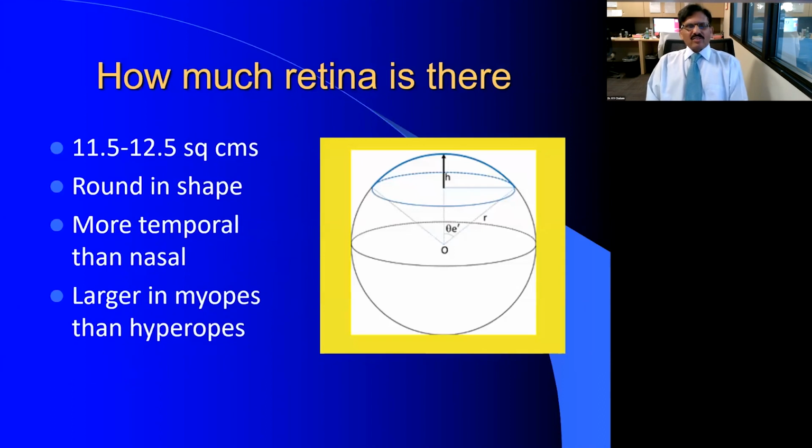So how much retina is there? Around 11.5 to 12.5 square centimeters of retina is wrapped around from the optic nerve to the ora serrata. It is round in shape. More of the retina is on the temporal side than on the nasal side. It is larger in surface area in myopes than hyperopes. The higher the myope, the larger the surface area.